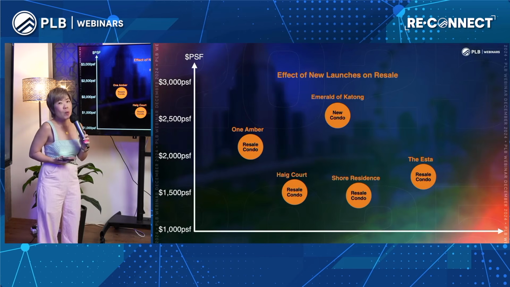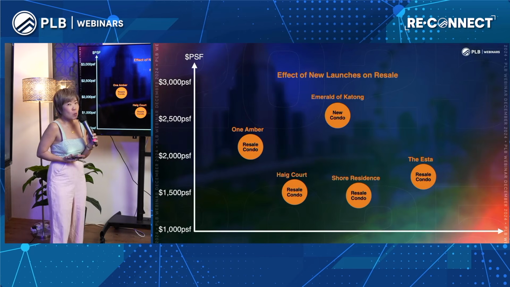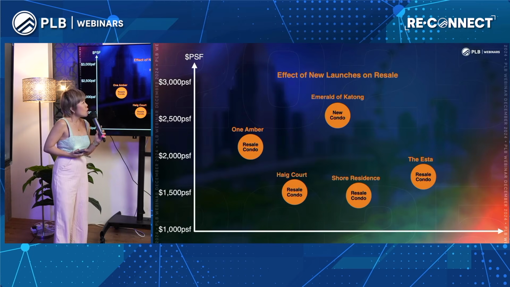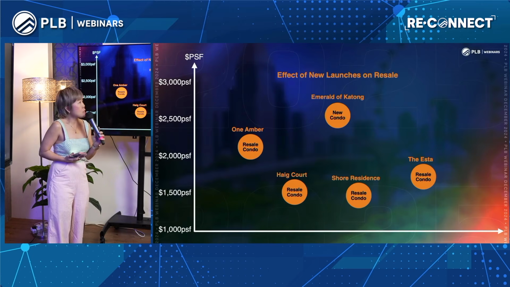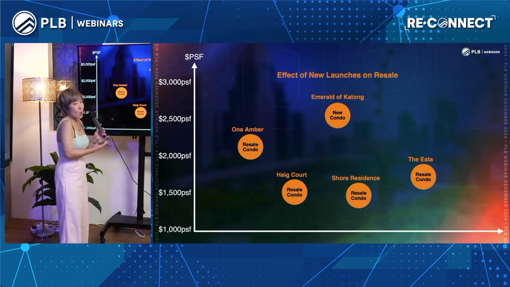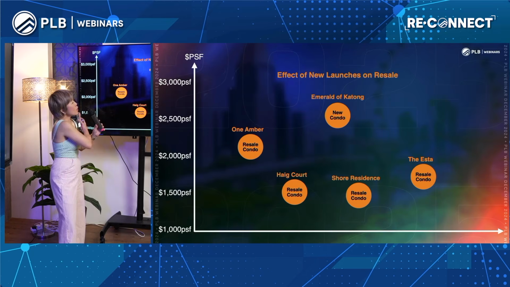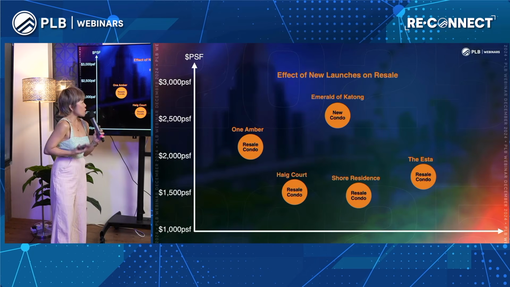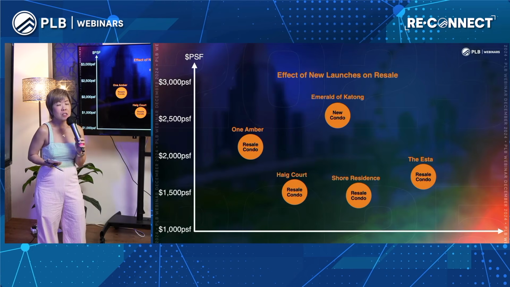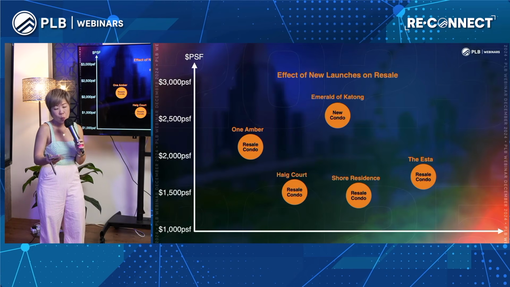So what we notice is, for example, EOK, when they launched, they actually launched at 2,600 PSF. So the effect on the resale is around EOK, Emerald of Katong, we have One Amber, we have H Court, and then we have the Esta. These are all freehold projects. Okay, they are older, but they are freehold projects. And then we have Shaw Residence. Shaw Residence is a 103-year-old leasehold project.